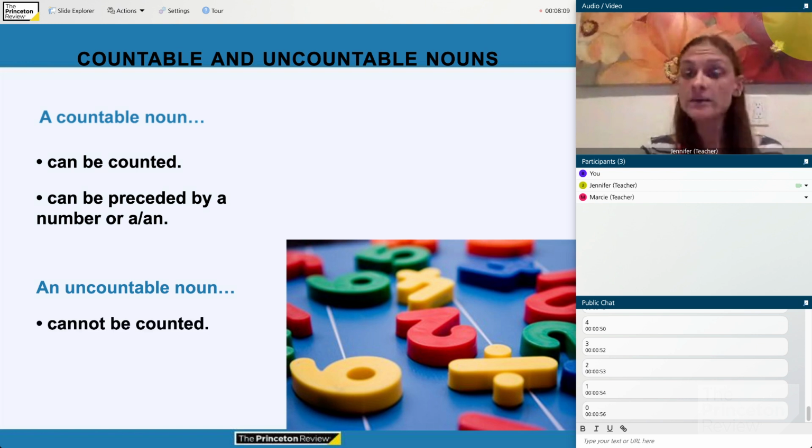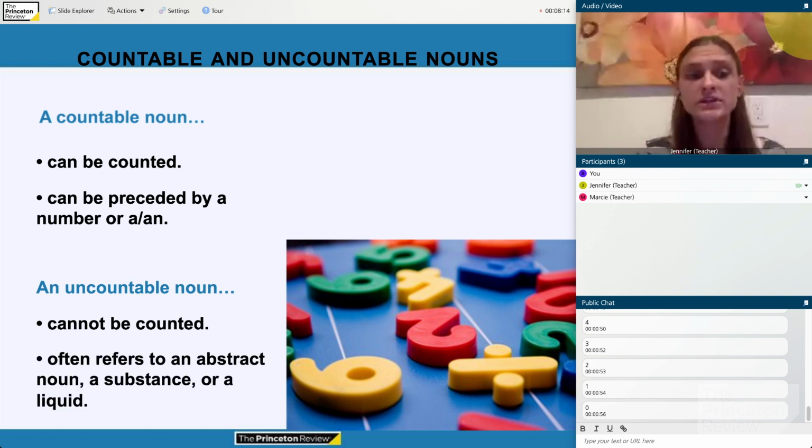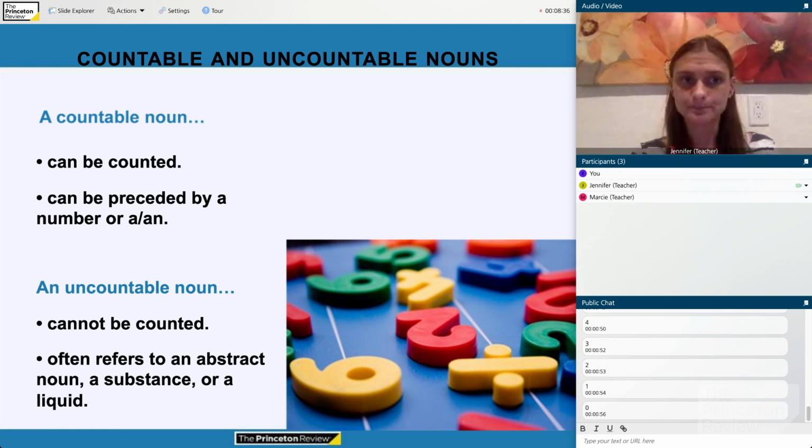And an uncountable noun cannot be counted. Typically, when you're dealing with uncountable, you're dealing with something that's abstract, like we just saw victory. You can't count victory, the idea of it. You could count victories in the sense of how many times you won something. You can't count perplexity. So typically it's something that's abstract or some kind of a substance or some type of liquid for your uncountable nouns.